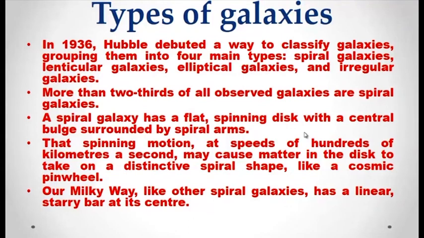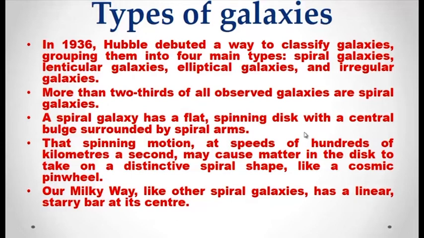More than 2/3 of all observed galaxies are spiral galaxies. A spiral galaxy structure will be like a spinning wheel. This spiral galaxy has a flat spinning disk with a central bulge surrounded by spiral arms. That spinning motion spins at a speed of hundreds of kilometers a second. This speed of spinning may cause matter in the disk of the spiral galaxy to take on a distinctive spiral shape like a cosmic pinwheel.